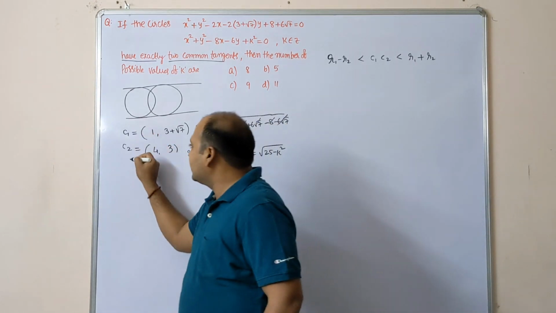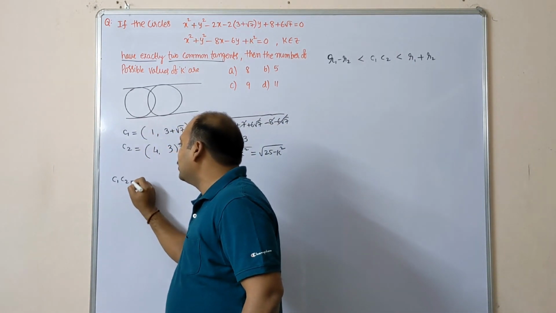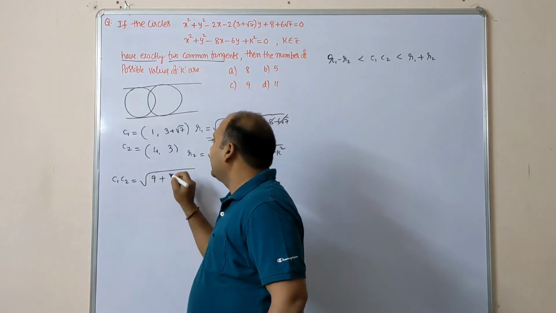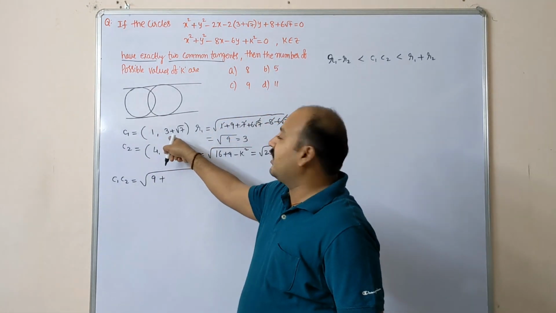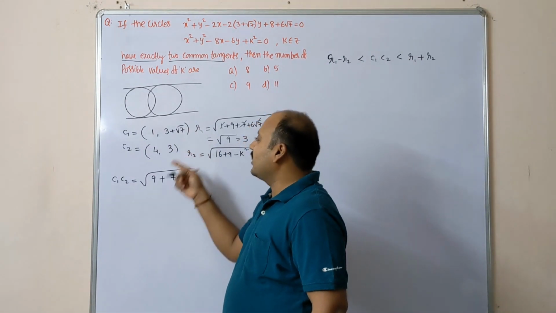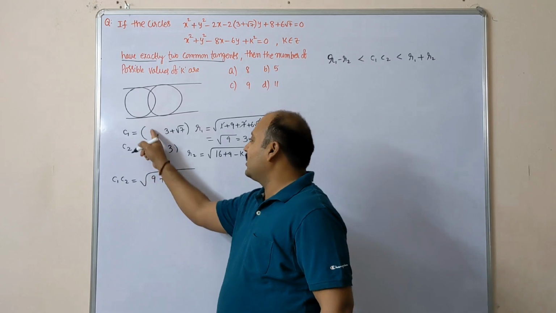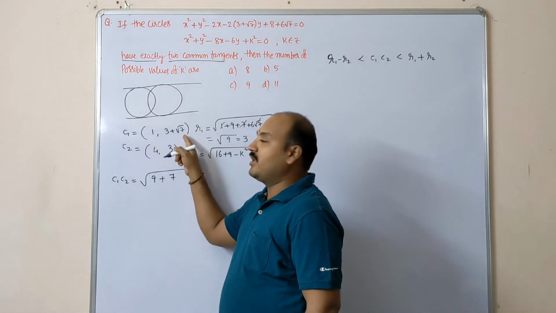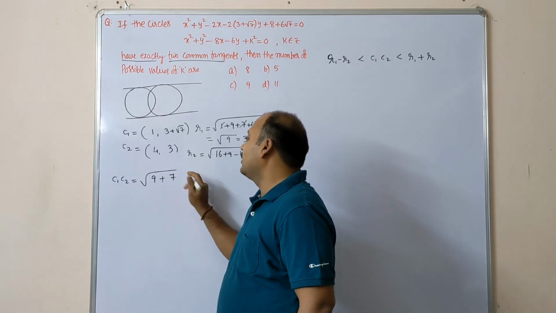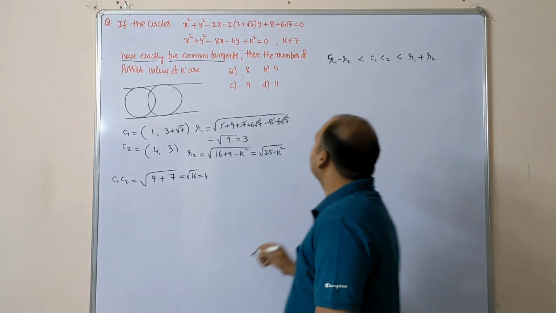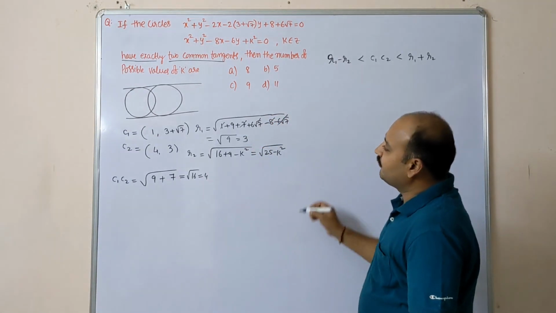Now calculate the distance between them. C1C2 is root over (4 − 1)², which is 9, plus (3 − (3 + √7))², which is (√7)² = 7. 9 + 7 is 16. Root 16 is equal to 4. So substitute the respective values here.